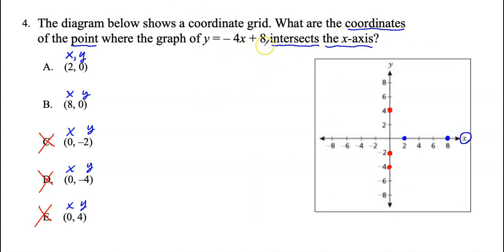Now I'm going to need to use this equation right here, y equals -4x plus 8. I'm going to recopy this equation. So I just recopied this here. Now, I'm going to look at answer choice A. It says x is 2 and y is 0. So in this equation, I'm going to plug in 2 for x and 0 for y. And after I simplify it, if I get a true statement, then A is my correct answer.